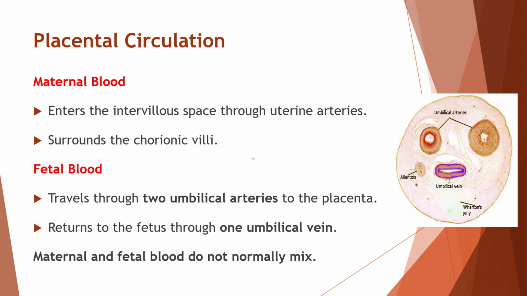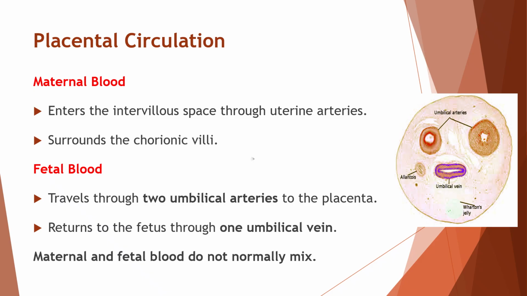Now, let us see fetal blood circulation. The baby's blood reaches the placenta through 2 umbilical arteries. Inside the chorionic villi, it receives oxygen and nutrients from the mother's blood. The oxygen-rich blood then returns to the baby through 1 umbilical vein. An important point to remember is that the mother's blood and the baby's blood do not normally mix. They remain separate, and the exchange takes place across the placental membrane.